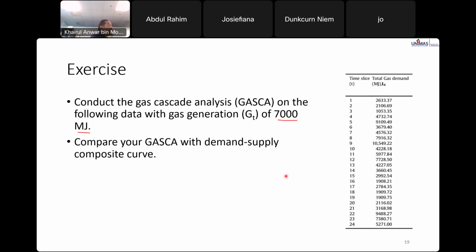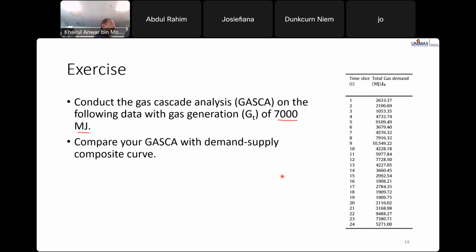Okay, we have 13 minutes left. Upon exercise, conduct the gas cascade analysis on the following data with gas generation of 7,000 megajoule. Compare your gas cascade with the demand supply composite curve.